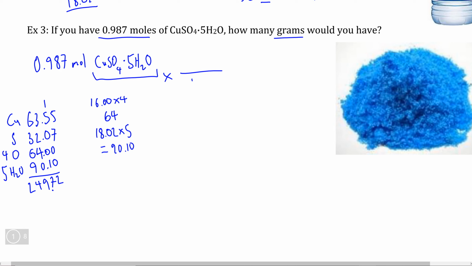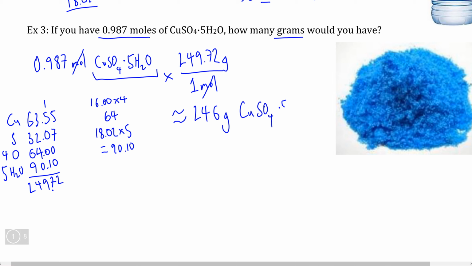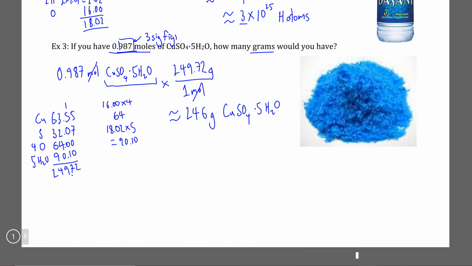So if we want to know how many grams we would have, we need to eliminate moles and convert to grams. So here, moles would go in the denominator, and we would put our molar mass that we calculated in the previous step in the numerator. Moles cancel, leaving us with grams. And if you input this into your calculator, this comes to approximately 246 grams of copper 2 sulfate pentahydrate. Again, we left our final answer at 3 significant digits because our initial measurement only had 3 significant digits. Assuming that's done, that's how we do this.